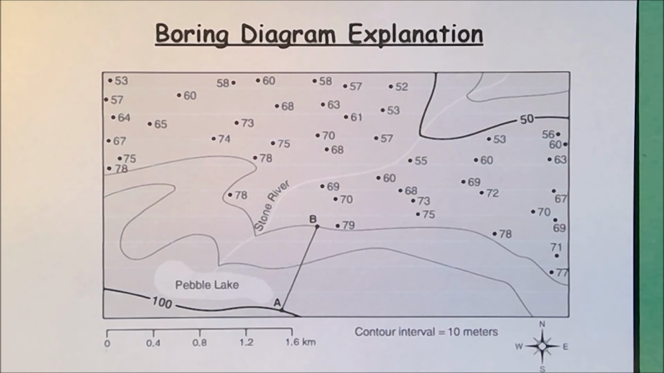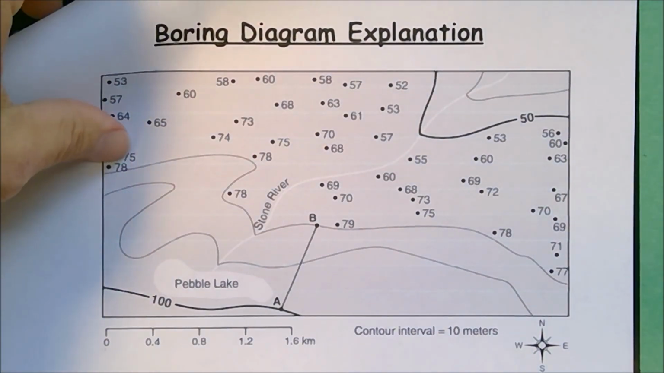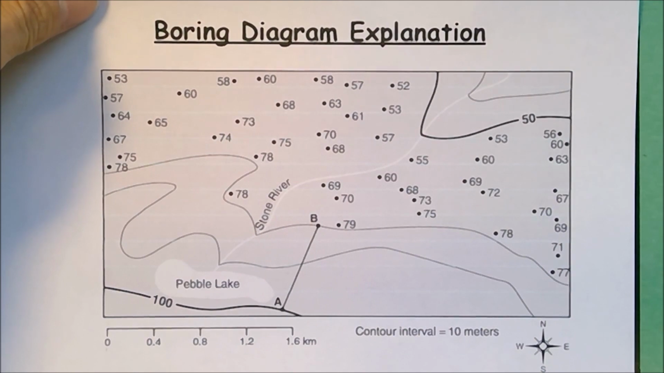Mr. Abbott here, and time for another boring diagram explanation. This one is boring diagram number 45, and it involves drawing contour lines. You've got a contour map, an incomplete contour map that we took from a recent Regents exam. And let's review the rules for drawing contour lines.